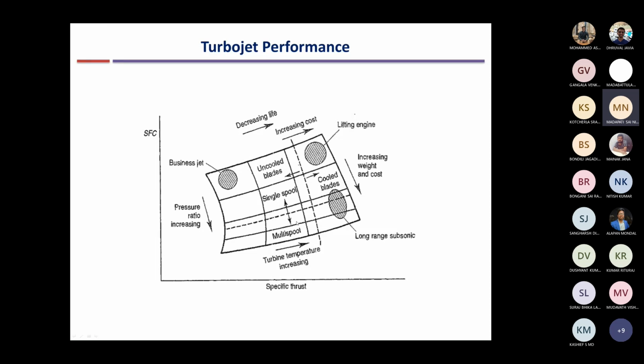Correct. So for those who have not understood his answer, for a single spool, all the blades or all the stages are rotating at the same angular rotational speed. So if there are a large number of stages, what will happen if RC increases? The number of stages will increase. So the final stages of the turbine and first stages of the compressor will have very long blades.